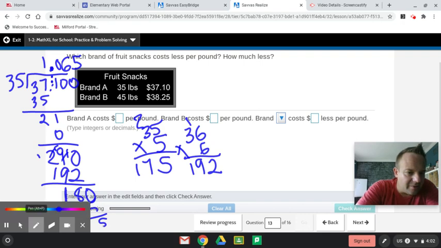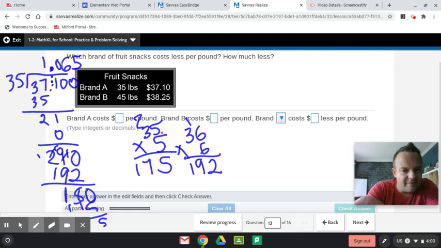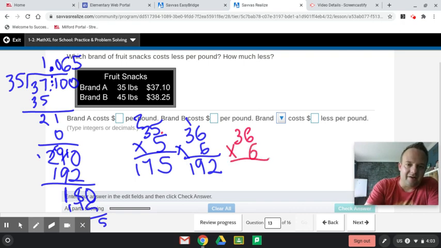Let me switch colors so I can see. 21. 35. 35 times 5. Let's see if I did that right. 17. Oh, here's where I made my mistake, guys. 36 times 6. All right. I must have done 6 plus 6. 36 times 6. So 6, 3. So this is helpful to figure out where a mistake was made.